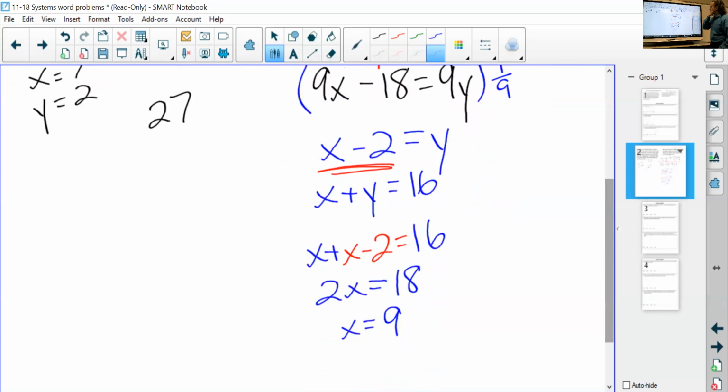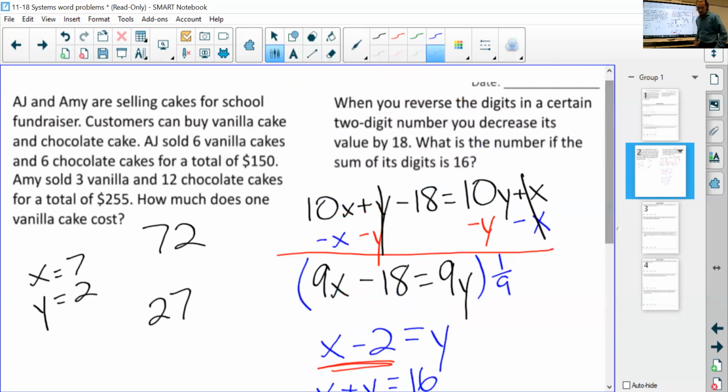What went wrong? So we divided everything by 9. X minus 2 equals y. Second equation, x plus y. Replace y with x minus 2. Add a 2 to 16, we got 18. Let's see. Unless I do have the right answer, maybe I'm just confused.